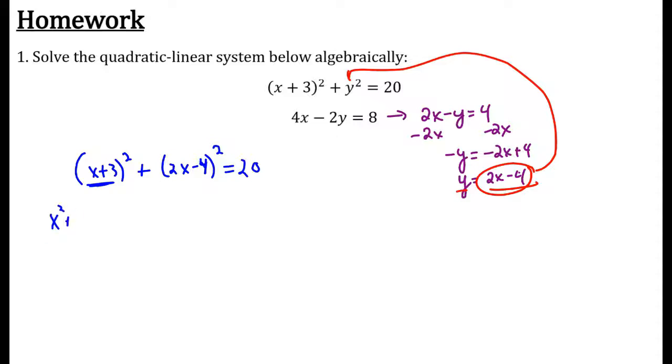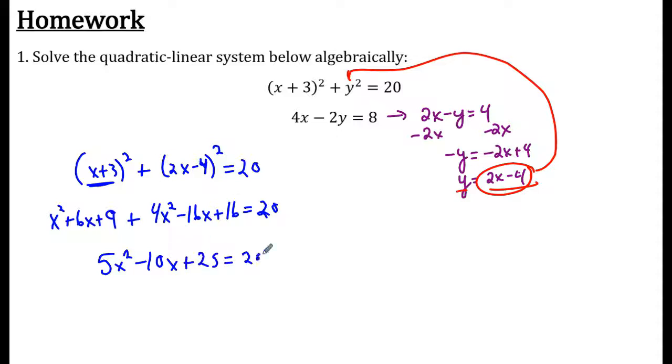x squared plus 6x plus 9, plus: square the first, 2 times their product, square the last, equals 20. So cleaning up the left-hand side here, I've got 5x squared, negative 10x, plus 25.